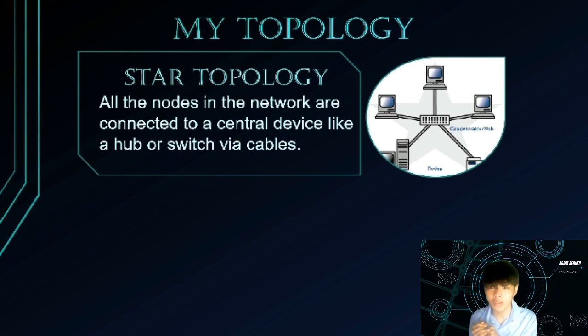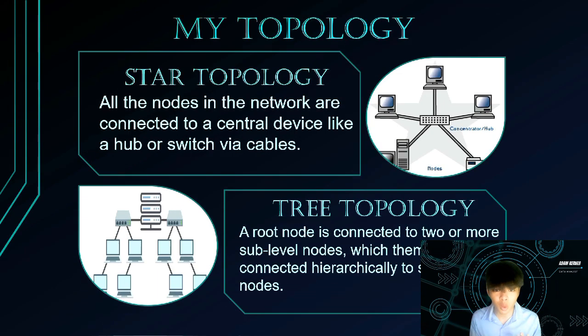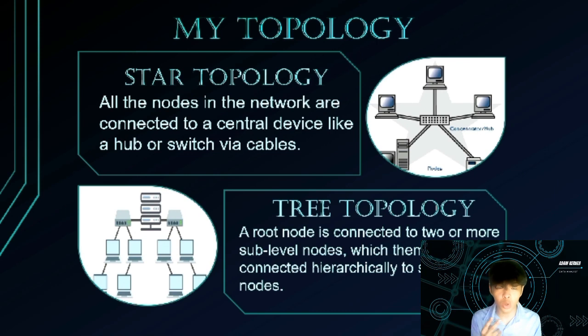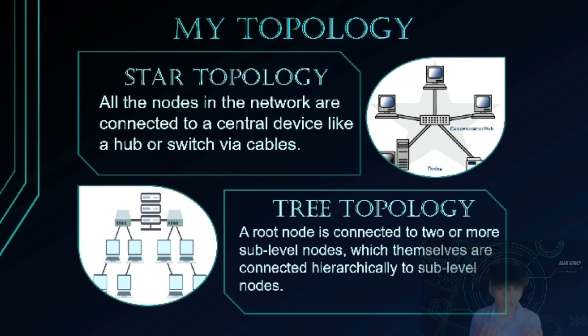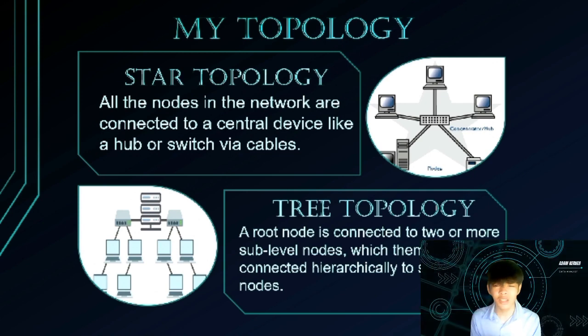Next is the tree topology, which means a root node is connected to two or more sub-level nodes, which themselves are connected hierarchically to sub-level nodes. So the tree topology is like the word itself. The root is the router. The trunk of the tree is the bridge. The branch is the switch or hub. And lastly, the leaves or the fruits are the devices.